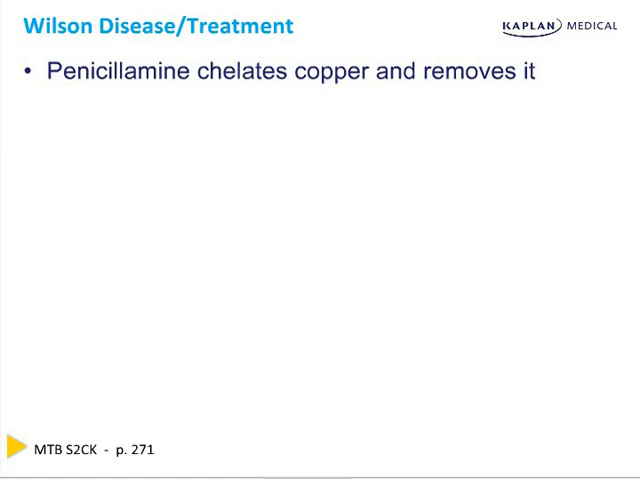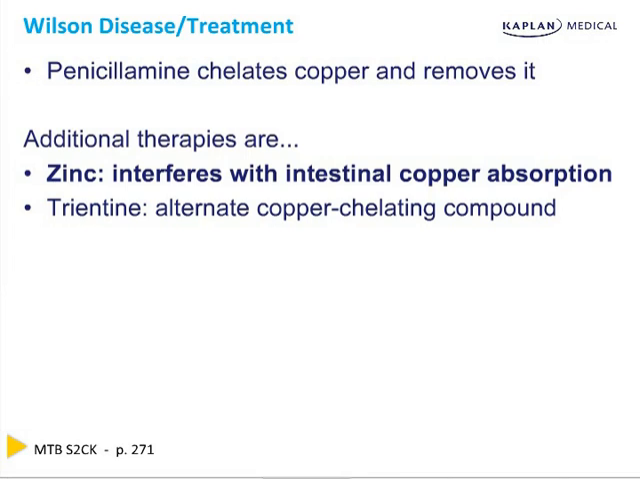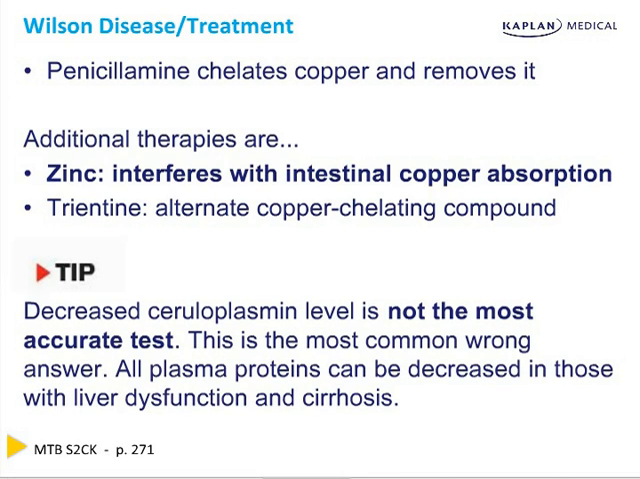Penicillamine chelates copper and removes it from circulation. Additional therapies are zinc, which interferes with intestinal copper absorption, and trientine, which is an alternate copper chelating compound. Remember, decreased ceruloplasmin level is not the most accurate test. This is the most common wrong answer. All plasma proteins can be decreased in those with liver dysfunction and cirrhosis.